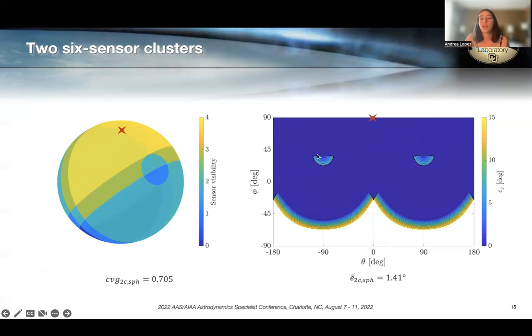On the right, you can see how there are 2 underdetermined areas within the northern hemisphere, but that could be solved by moving the clusters closer together. That would also result in a reduced coverage, but that's what we're playing with.